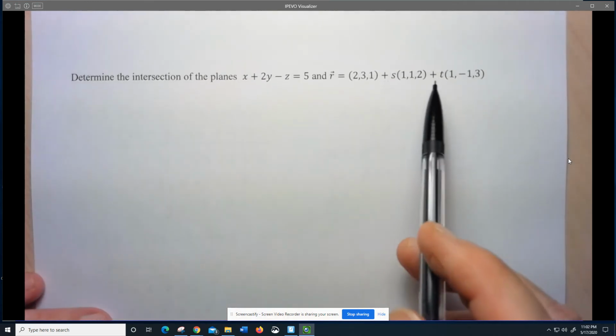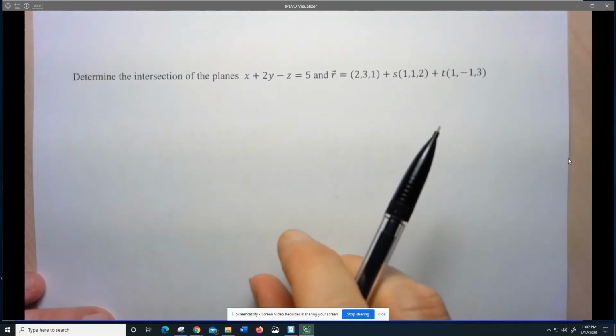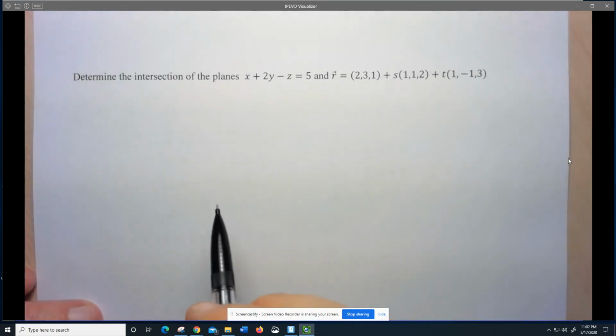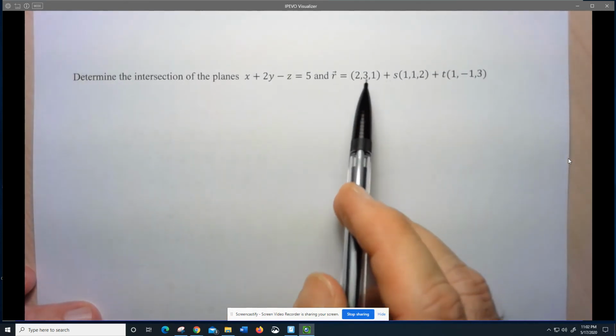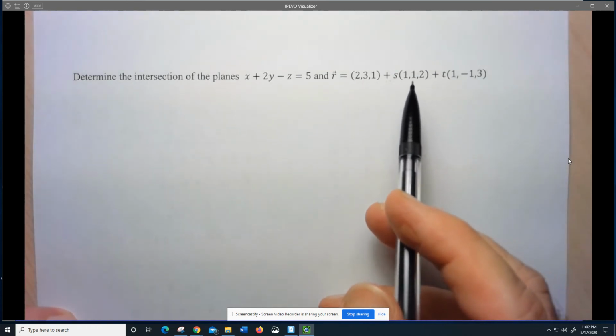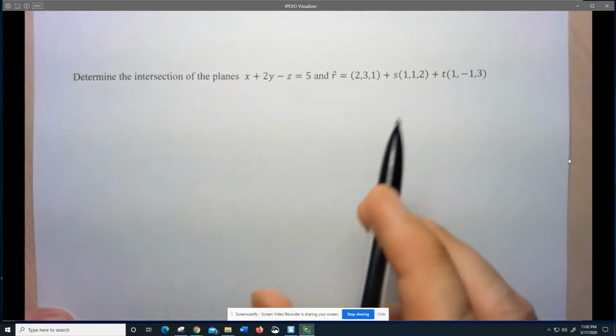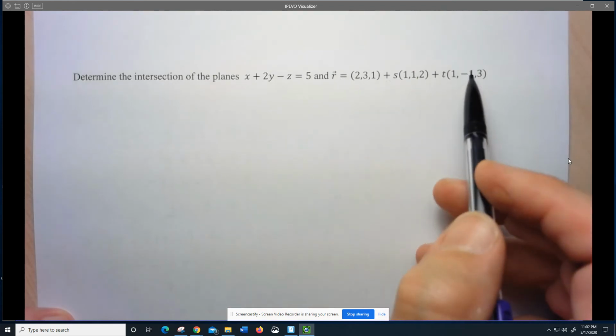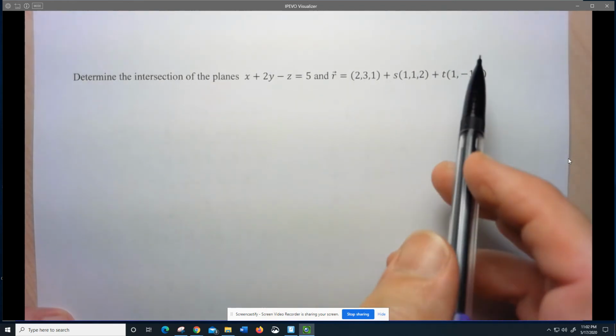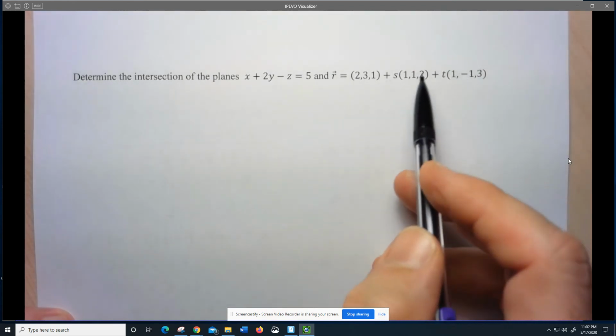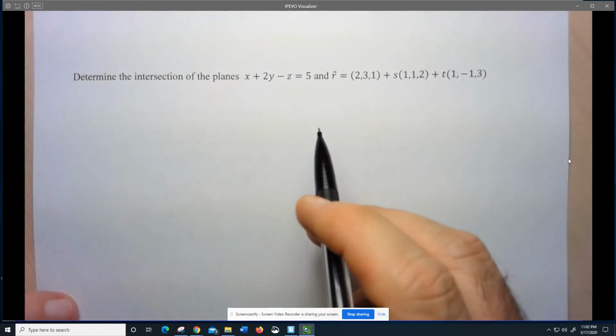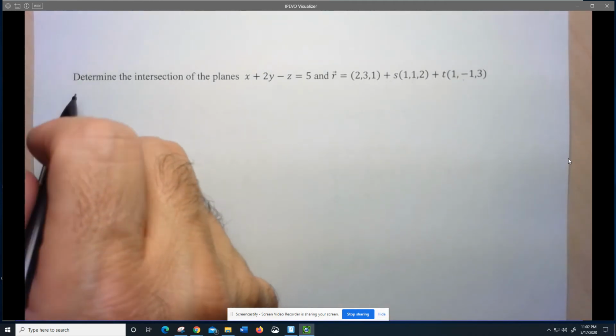I think the best thing to do is to quickly write this in Cartesian form and then solve as usual. You really want to try to avoid using vector form unless it's absolutely necessary. So my first step is to take this equation and write it in Cartesian form. I'm going to use my two direction vectors to find a normal vector, so I'm going to take their cross product.